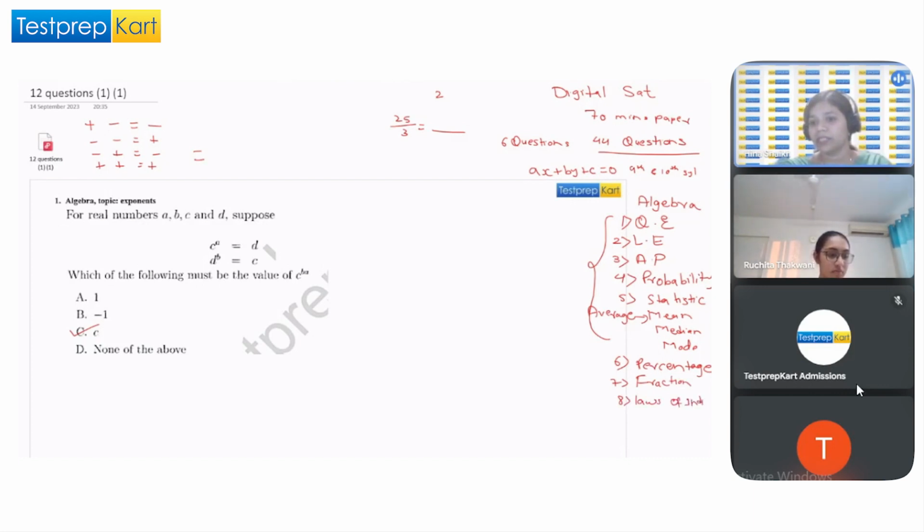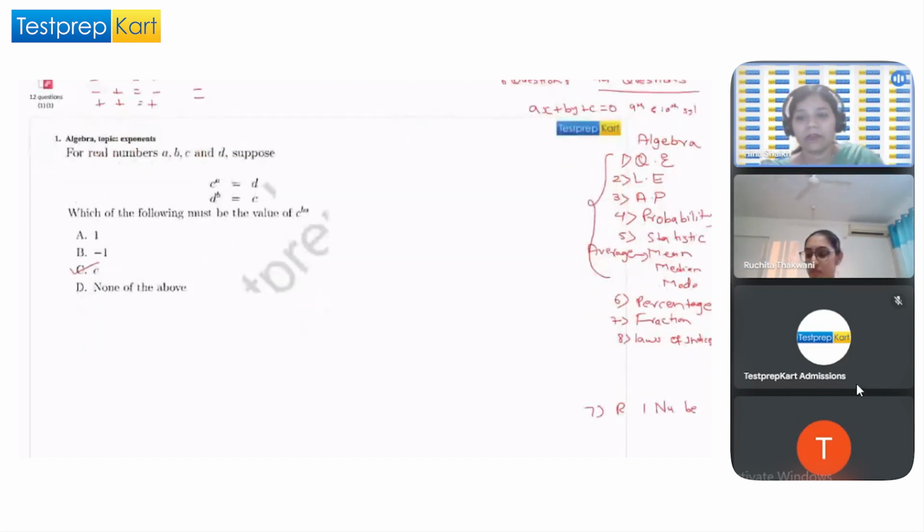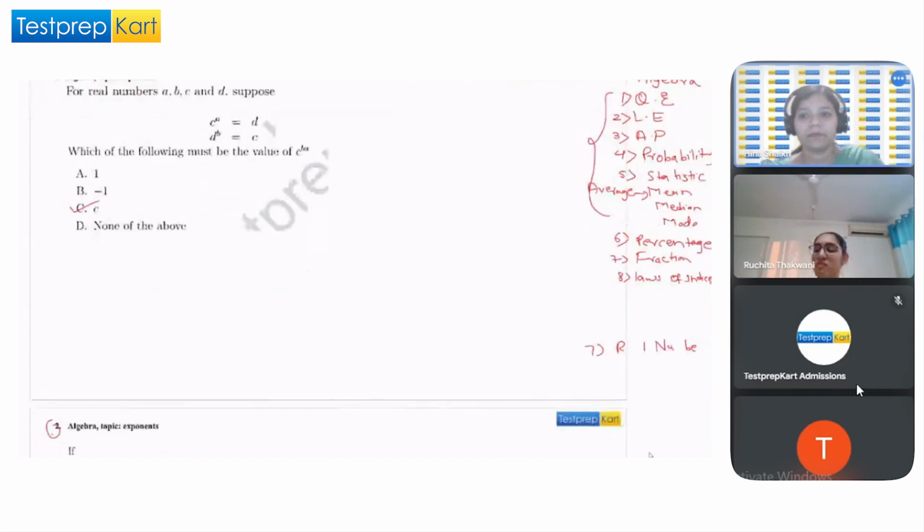We'll discuss each chapter later. I'm just covering the syllabus now. So this is your algebra part. Then in algebra, the number system will also be there. Then we will have some questions on polynomials. Basic questions will also be there.